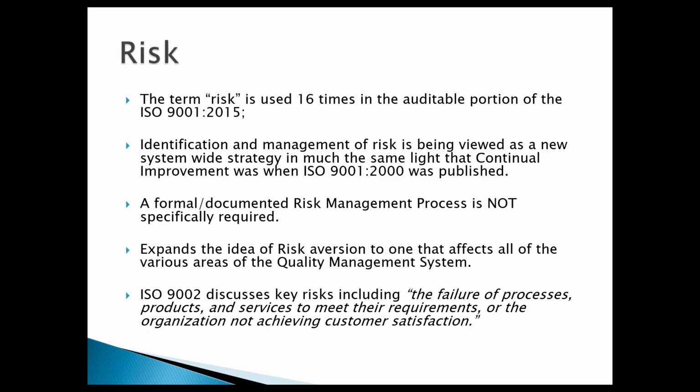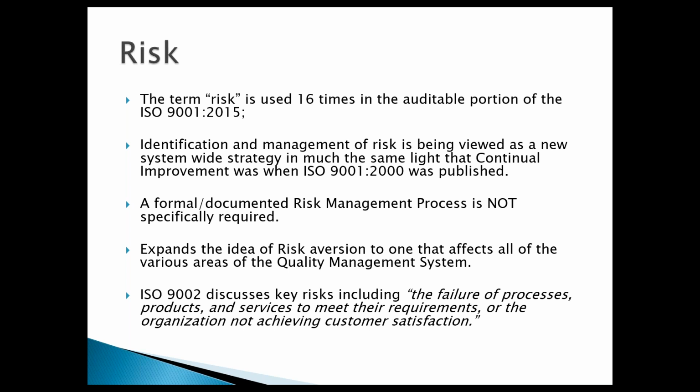Risk is a term that's used 16 times in the auditable portion of ISO 9001:2015. So you'll see the word risk 16 times in sections 4 through 10. Now, identification and management of risk, this is viewed as a system-wide strategy. If we've got anybody on the call today that remembers continual improvement being the new kid on the block when the 2000 version of the standard was published, same idea.